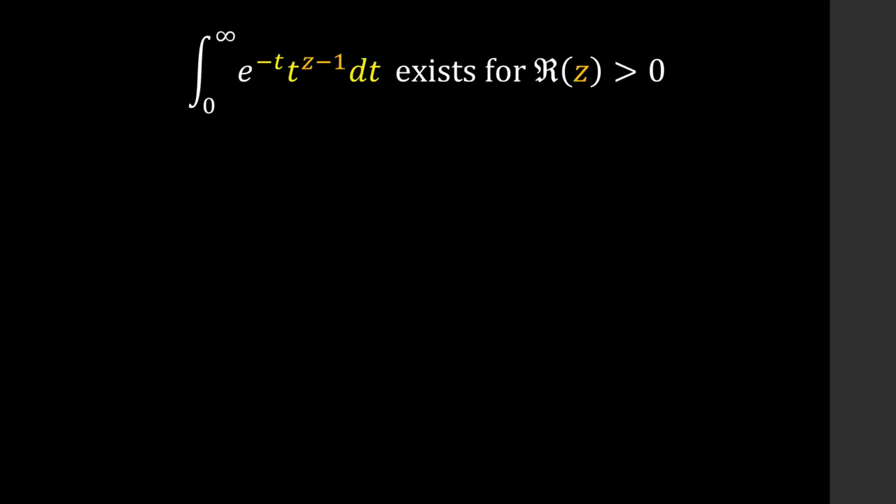As a matter of fact, we sort of can. I lied to you. I said it only exists on the real interval from 0 to infinity, but it actually exists as long as the real part of z is bigger than 0 for z a complex number.